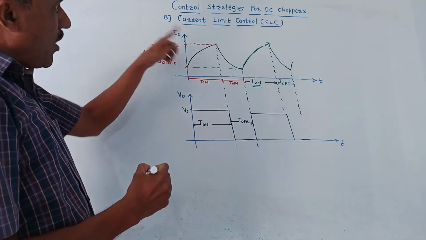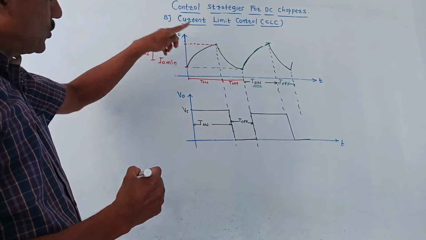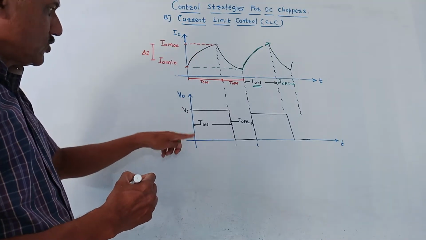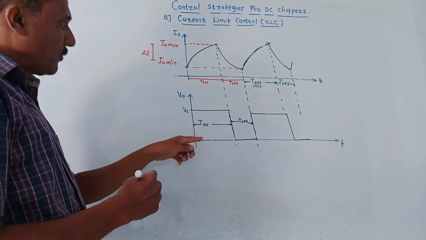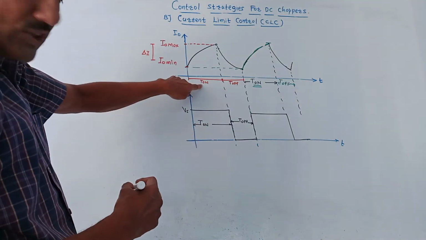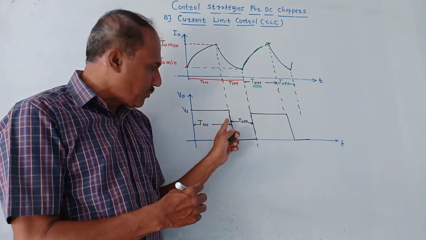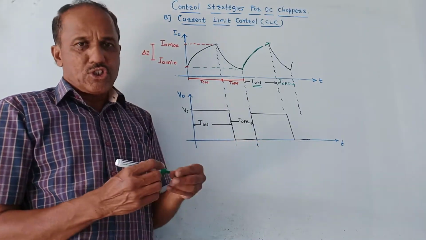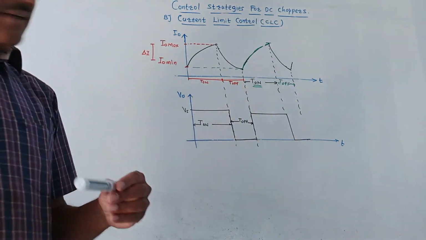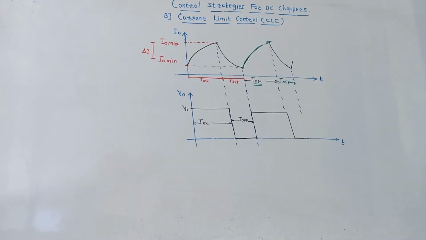So this is the way the current can be used to control the output of DC choppers. These are the corresponding output waveforms. Whenever the chopper switch is on, you are getting Vs at the output, and whenever it is off, the output is 0. So this is about the current limit control strategy.